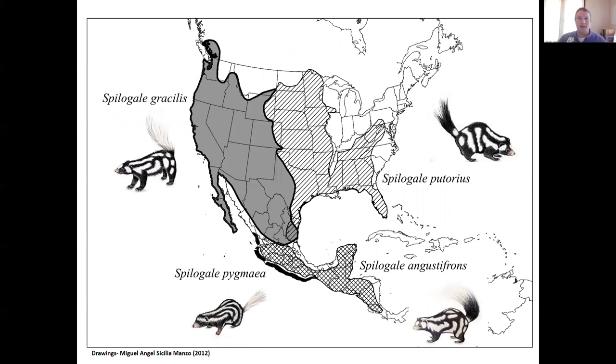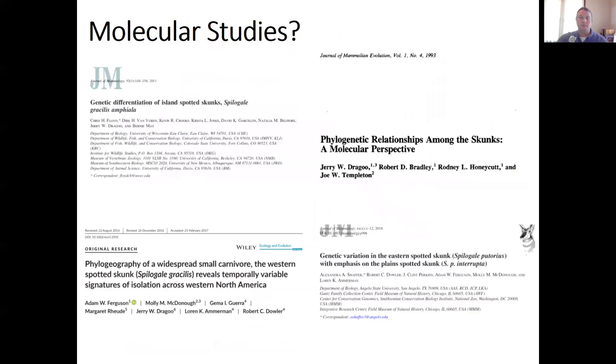These are the 4 species that have become the consensus among the mammal community: the western spotted skunk, Spilogale gracilis, the eastern spotted skunk, Spilogale putorius, the southern spotted skunk, Spilogale angustifrons, and the pygmy spotted skunk, Spilogale pygmaea. Most of these early taxonomic assessments and revisions were based on morphology, either color patterns or cranial dental morphology, as well as bacular and a few karyotypes.